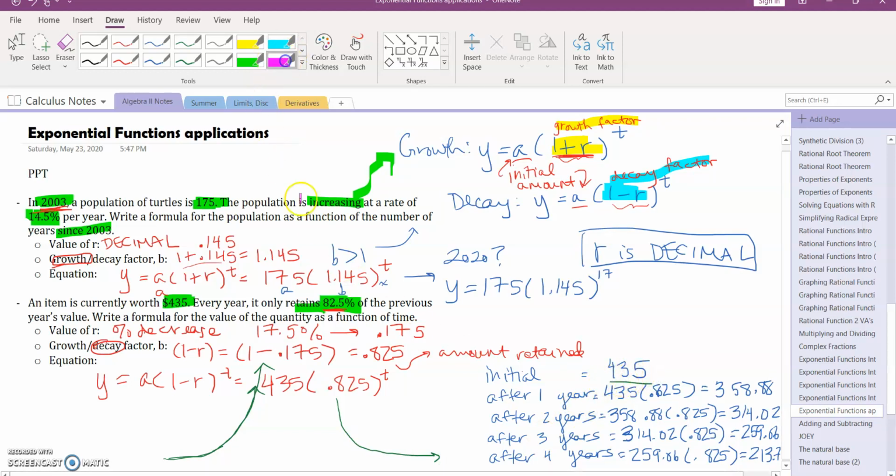Now you need to be able to calculate how you get from 1 year to the next. You take your initial value times 0.825 to get after 1 year. You only have $358. You've lost like $80 there in 1 year. To get after 2 years, you don't take the initial amount, you take the previous year's amount times 0.825. Now you're down to $314, you've lost about 40 bucks. Then you take the previous year amount times 0.825, etc.